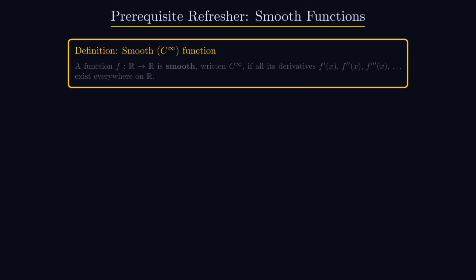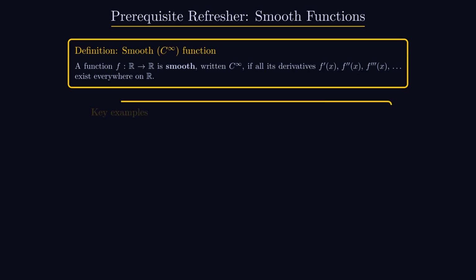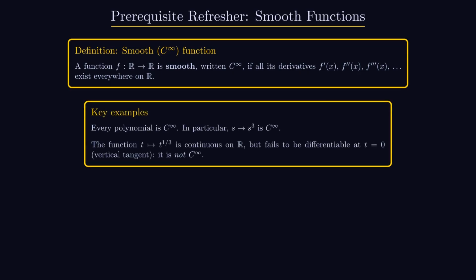A function from R to R is called smooth, or C-infinity, if every derivative of every order exists at every point. Formally, f prime, f double prime, f triple prime, and so on must all exist and be finite everywhere on R. Every polynomial is smooth in this sense, because polynomial functions can be differentiated any number of times with no obstruction. In particular, s cubed is smooth.